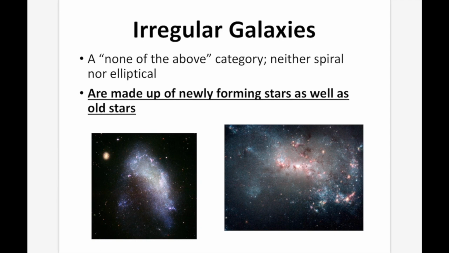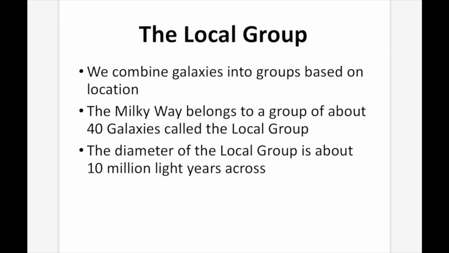Irregular galaxies are our third type. It's a none of the above kind of category. It's neither spiral nor elliptical, and it's made up of newly formed stars as well as old stars. So it's more just a general clumping of stars in a very non-distinct shape. So you can see two examples here. You can see their shapes differ greatly between each other as well as compared to the ones we've already looked at.